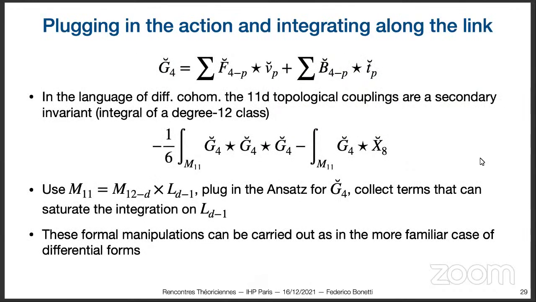And now we can really do a KK expansion as we would do in general. We would say, let's pick the ansatz, let's put it in the action. This is like the differential cohomology version of the familiar 11D supergravity. Expand everything out and integrate in the internal space. Now, we're not dealing with forms anymore, but all these formal manipulations that we would do in a more traditional computation still hold. So the computation can be performed essentially in the same way. What do we get?